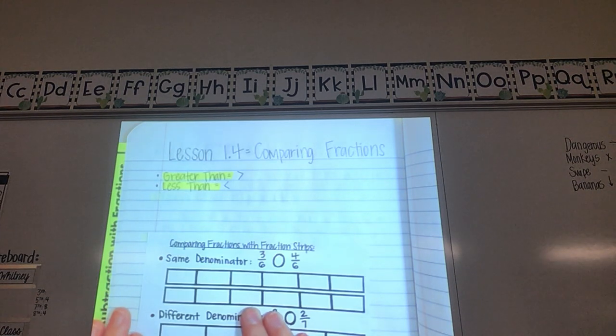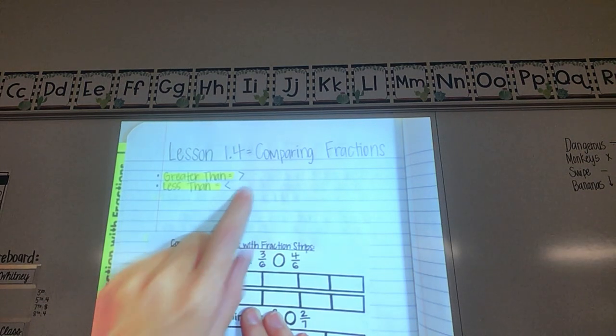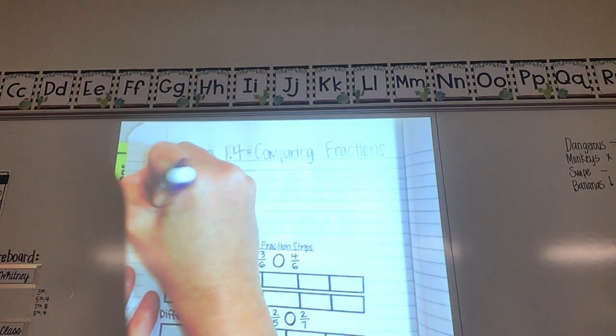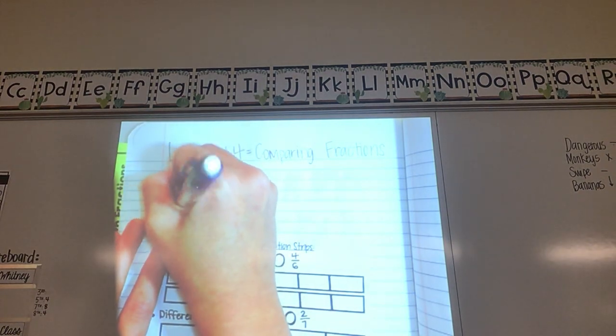A couple of things that we need to keep in mind. When we are comparing fractions, we will use the symbols greater than and less than, and these are like the alligator mouths that we have used since when you were younger. So we will be using those symbols today. Another vocabulary word that we're going to need to know is called a common denominator.